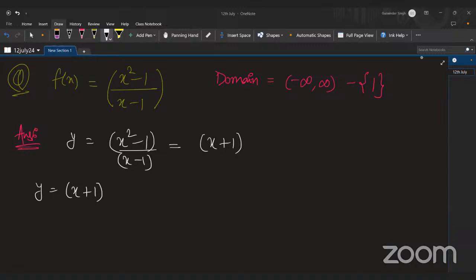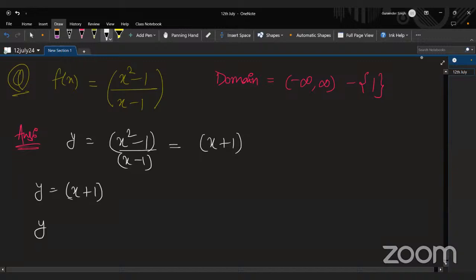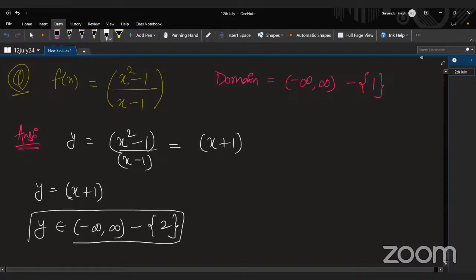Now I know x can have any value except for 1. So y can have any value except for 2. Right? So now what happened?